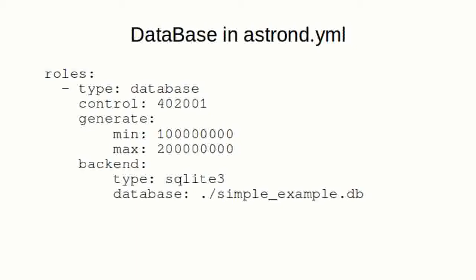In the case of MySQL, PostgreSQL and MongoDB, that would be the host and port of the database backend and account information. For SQLite, it simply is the name of the file to use.